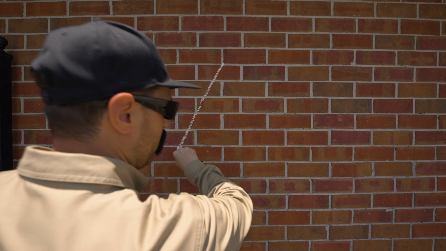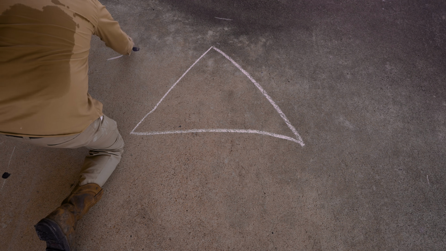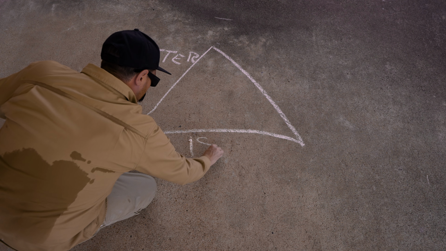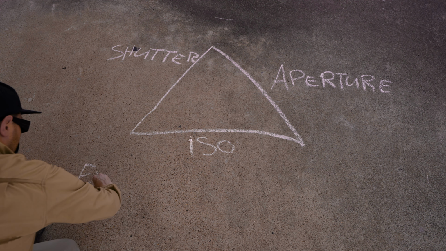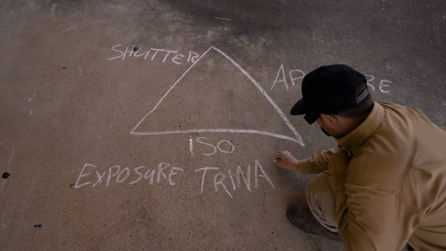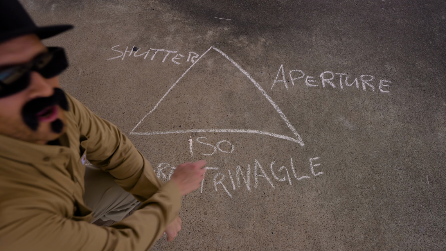All right, so what exactly is the exposure triangle, you say? It consists of three things, obviously, because a triangle has three sides. All right, first you got the triangle. So you got shutter, aperture, and ISO. All three of those things make, wait a second, that says triangle.